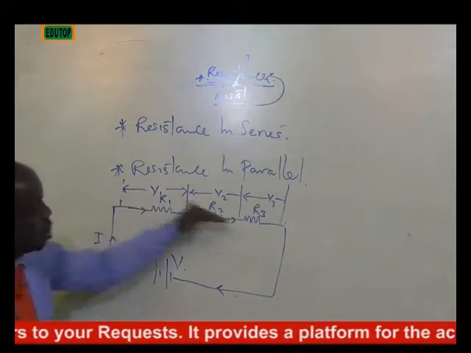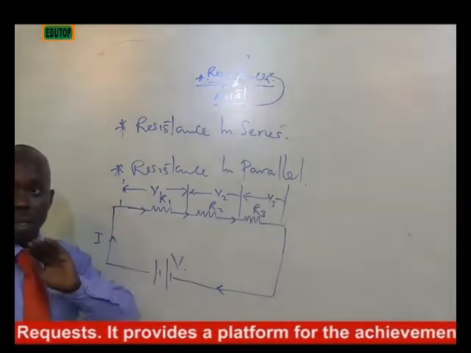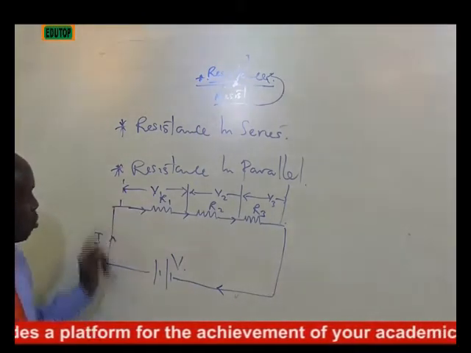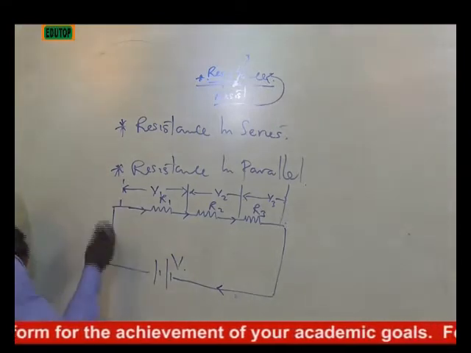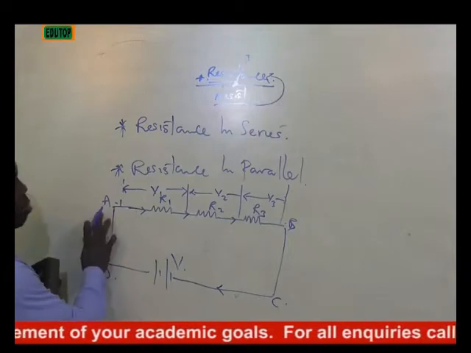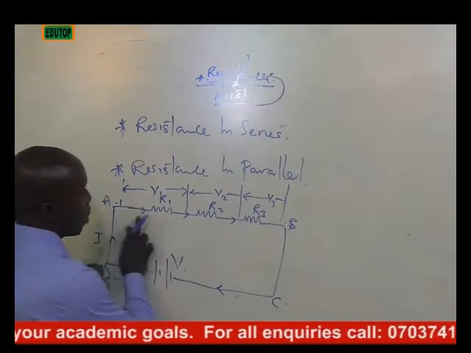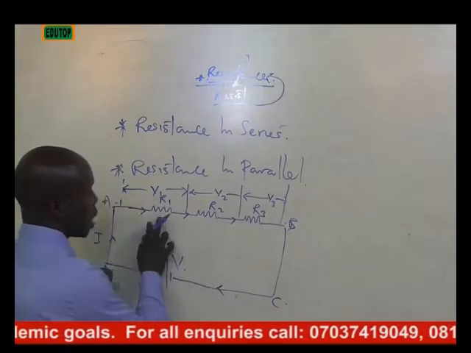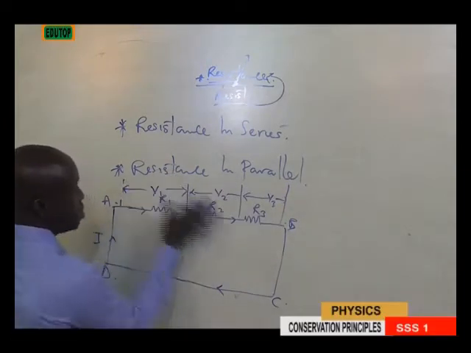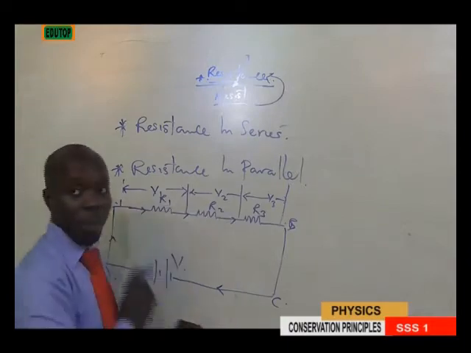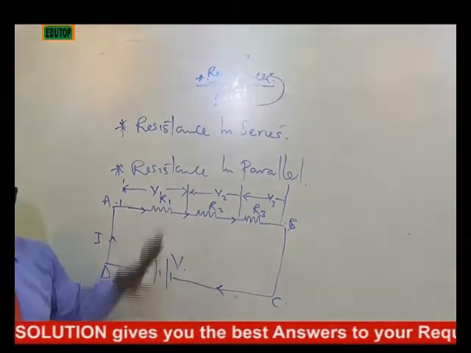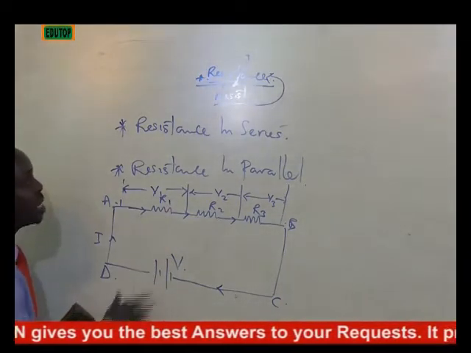Now, if you look at these three very well, you realize that the same current passes through these three, as in forward movement of this current. The same current that moves from point A, let me say this is point A, this is point B, this is point C, and this is point D. Current moving from A to B. Same current passes through these three resistors, R1, R2, R3. They might have different EMFs, but it is the same current that passes through them. So, this particular arrangement of resistors on this circuit is what we call resistance in series.